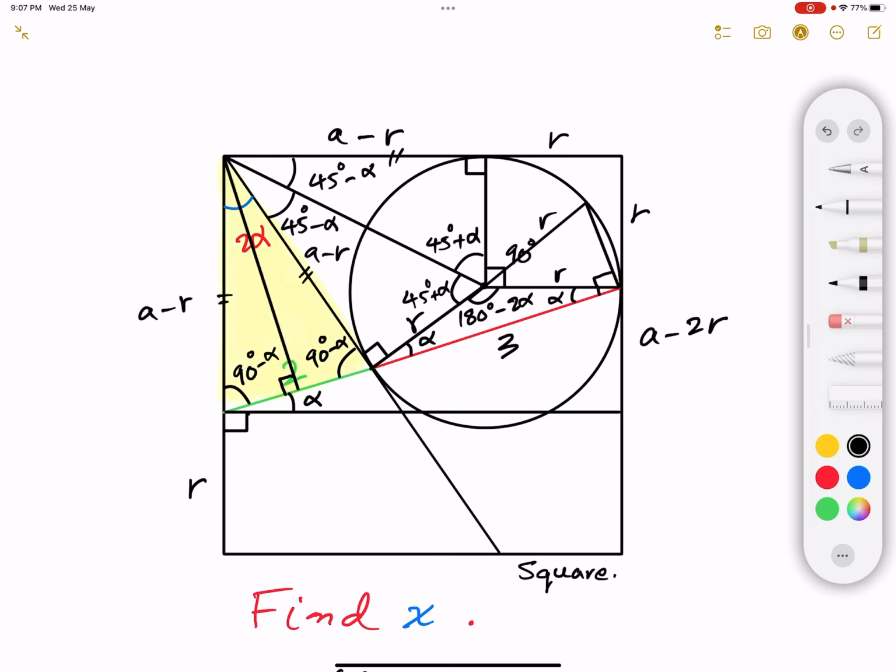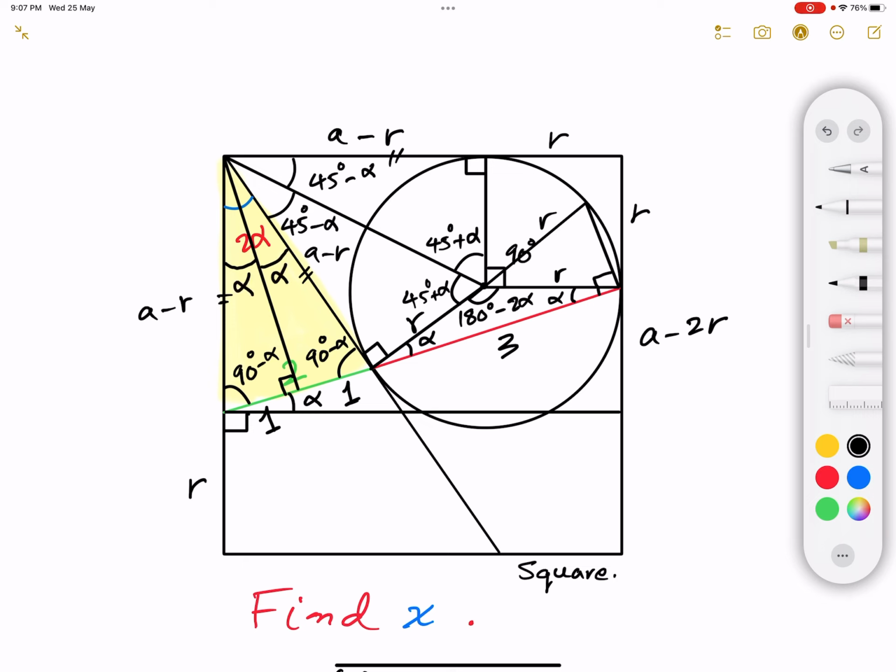And the whole green line segment is equal to 2, so that makes this side length equal to 1, and this side length equal to 1. And also that's going to bisect this angle here. So this angle is going to be alpha, and this angle is going to be alpha.